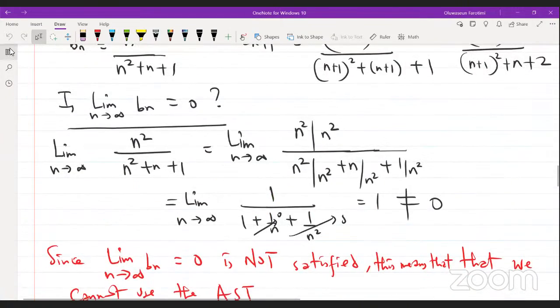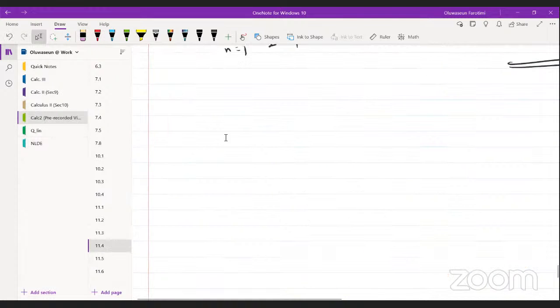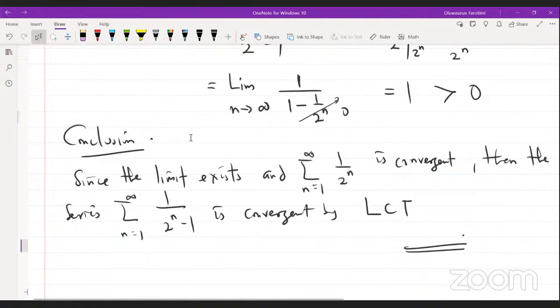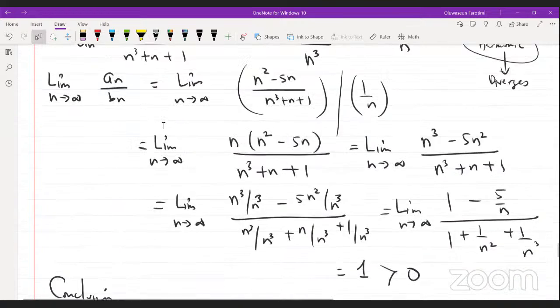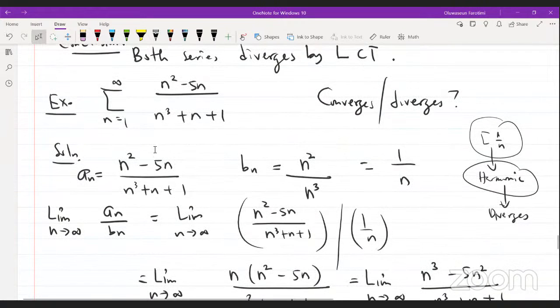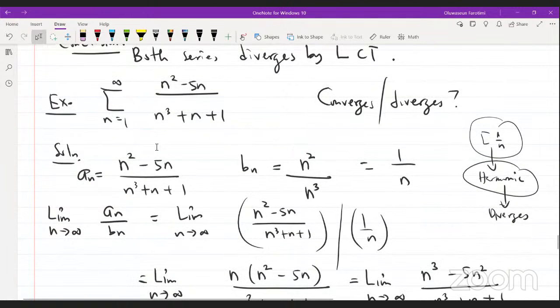Okay, so this is alternating. So let's go to 11 points. I think that's 11.4. Oh yes, perfect. So in 11.4, let's see this guy. Okay, so now I'm just going back, guys. I'm going back to what we've seen before. And this is 11.4 where we talked about the limit comparison tests and the comparison test itself.